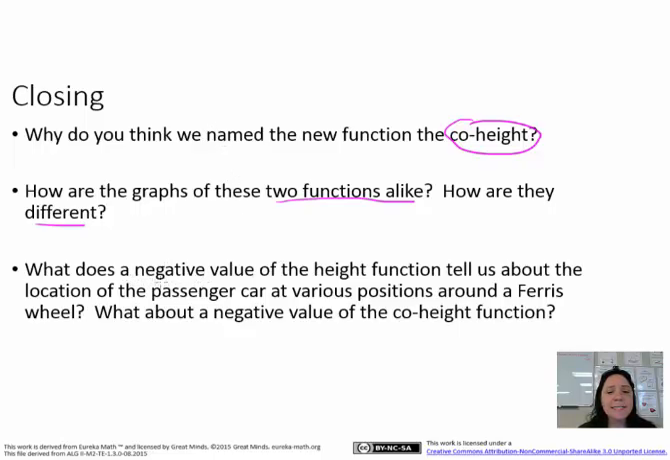We also considered what a negative value of the height function tells us about the location of the passenger car at various positions around the Ferris wheel, and what a negative value of the co-height function tells us about the position of the passenger car. These ideas are going to come up again in the next lesson, where we're going to consider the movement of the stars, moon, and sun.